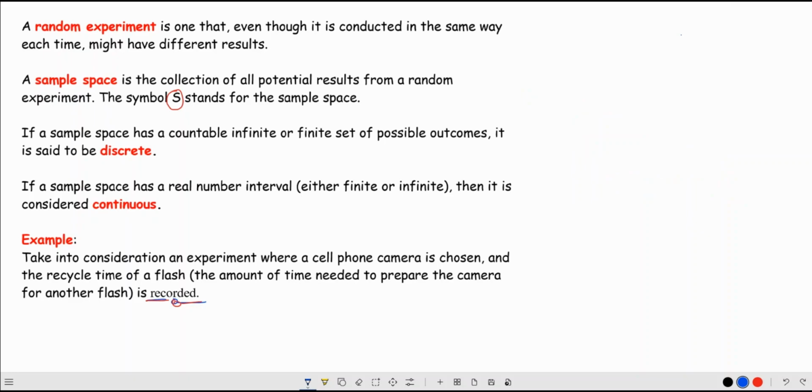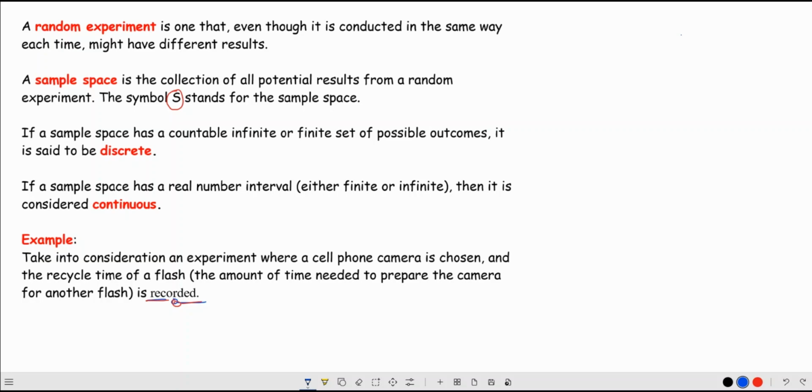Okay, so now let's look at this example here, which will help us understand the types of sample spaces that we have. The question says to take into consideration an experiment where a cell phone camera is chosen and the recycle time of flash, which is the amount of time needed to prepare the camera for another flash, is recorded. So what you're going to do is look at the possible sample space that we can get for this question.